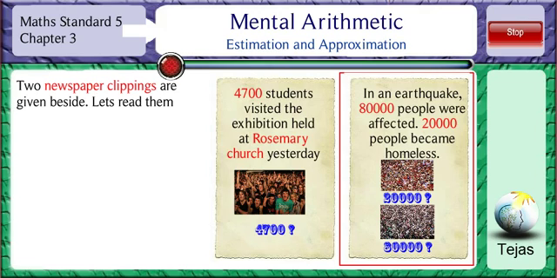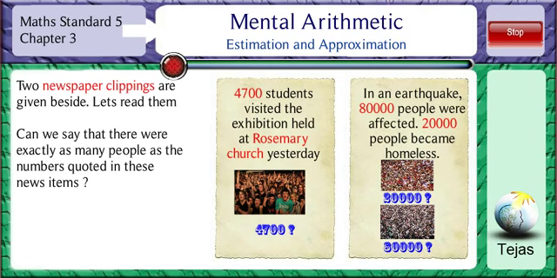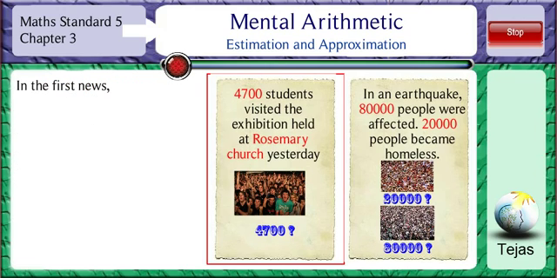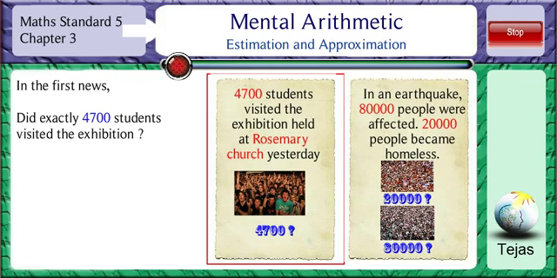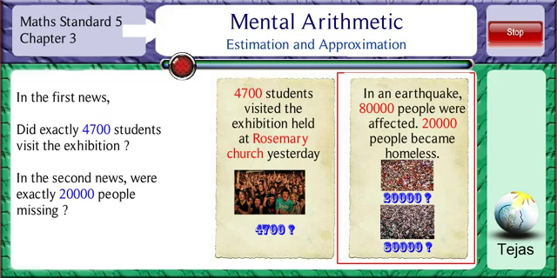20,000 people became homeless. In these different statements, can we say that there are exactly as many people as the numbers quoted in these news items? In the first news, did exactly 4,700 students visit the exhibition? In the second news, were exactly 20,000 people missing?